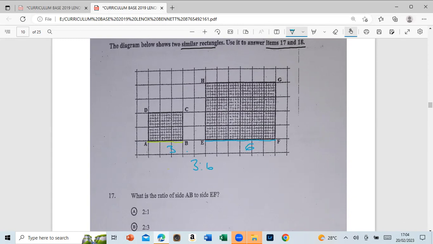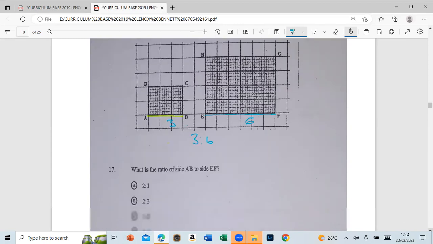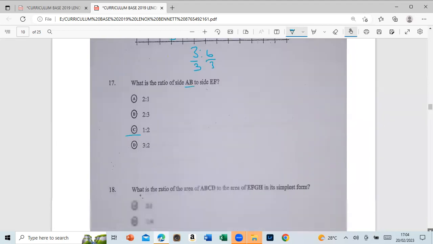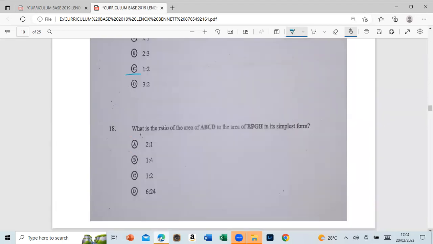Let's see if they break it down. As the answer is 3 to 6, basically they break it down, they divide both of them by 3. So that's 1. And notice AB is at the front, so AB is the smaller portion. So it's 1 to 2. It could not be 2 to 1. They did say the diagram is going to answer both questions.